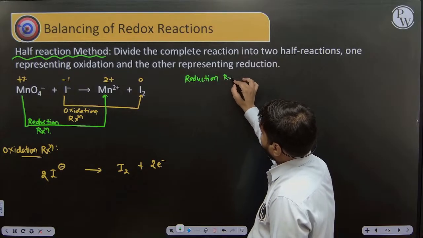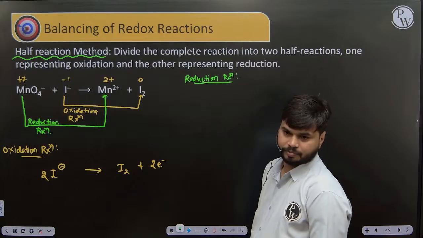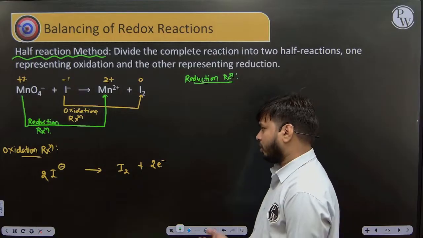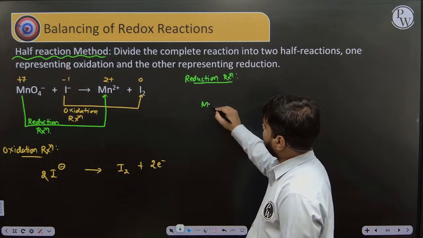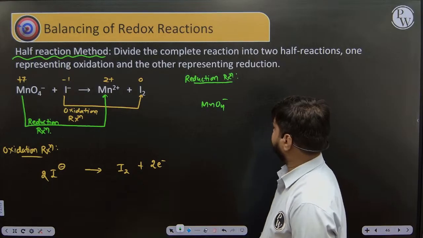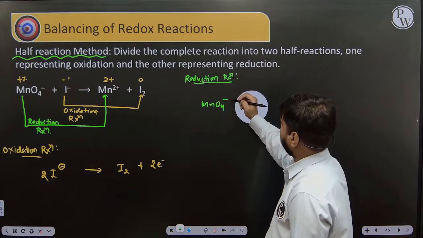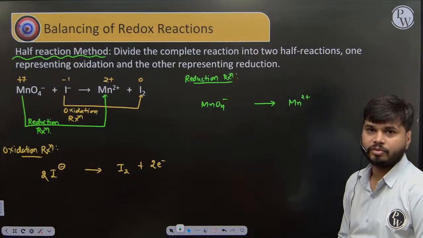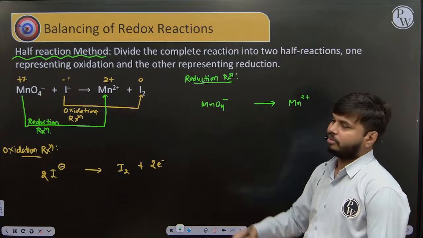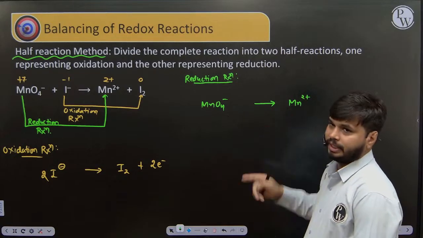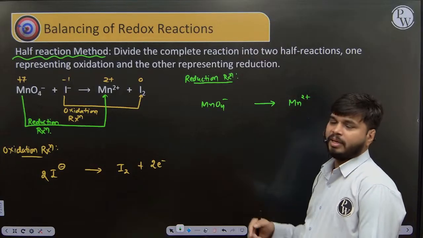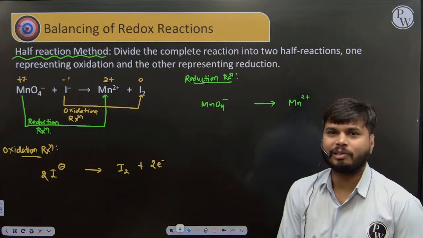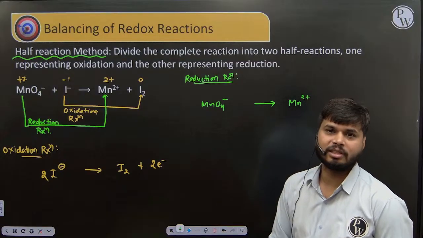Now let's talk about the next part, which is the reduction reaction. In the reduction part, we have MnO4 minus converting into Mn 2+. How many Mn on this side? 1. How many Mn on this side? Again, 1. So manganese is balanced. The element other than oxygen and hydrogen is balanced.